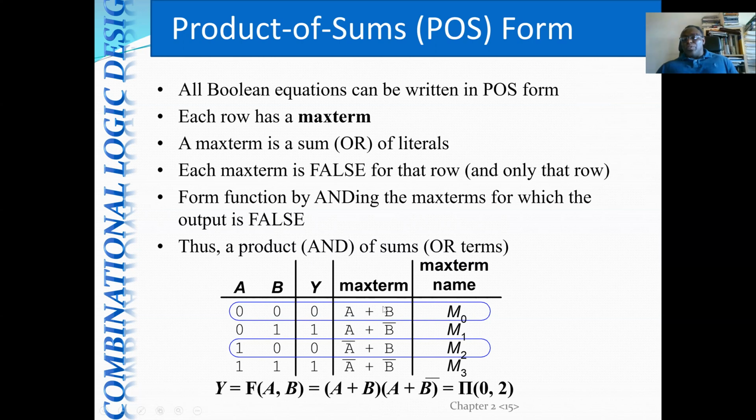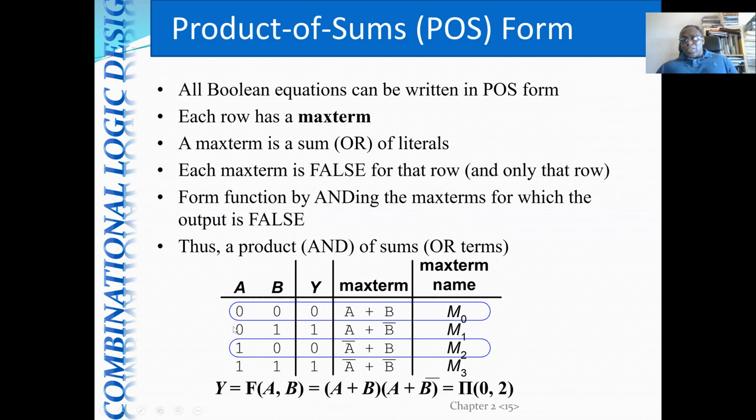The minterm is for the product, and the maxterm is for the sum. The same concept is now opposite. So let's go through the rules here. All Boolean equations can be written in product of sums instead of sum of products. But now we call each row a maxterm. The maxterm is the sum, or OR, of literals. Each maxterm is false. Remember, in the sum of products, each minterm is true, is 1. But with the maxterm, we write the term when the output is 0 instead of 1. One is for sum of products, and product of sums is 0. So each maxterm is false for that row and only that row. Form the function by ANDing, meaning multiplying, the maxterms for which the output is false.